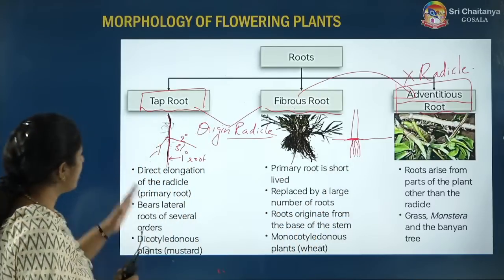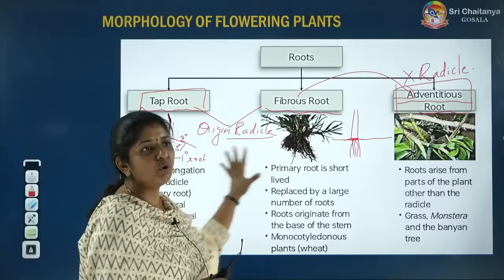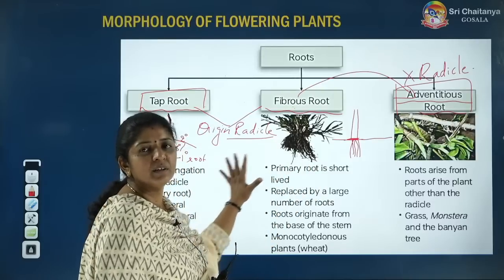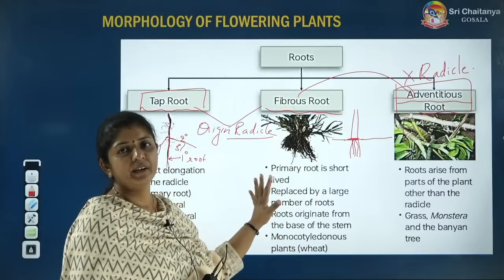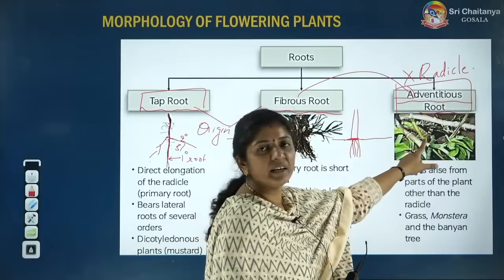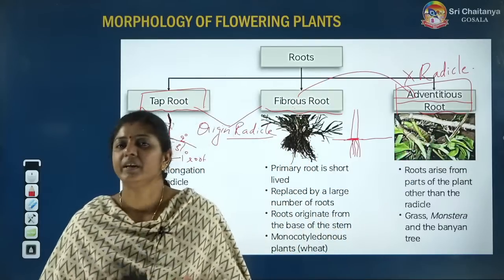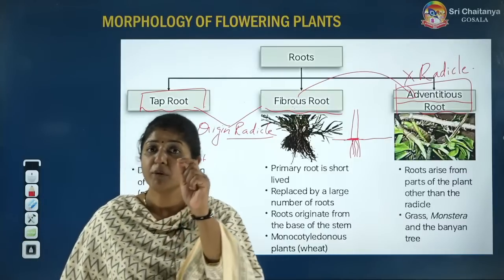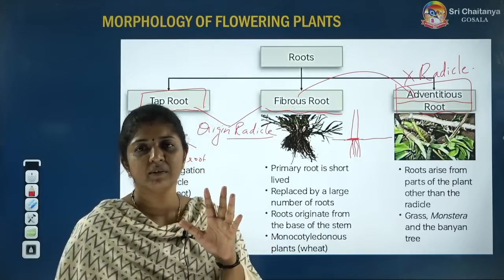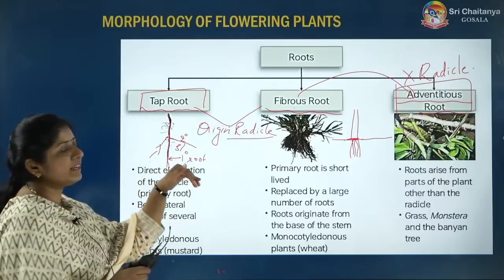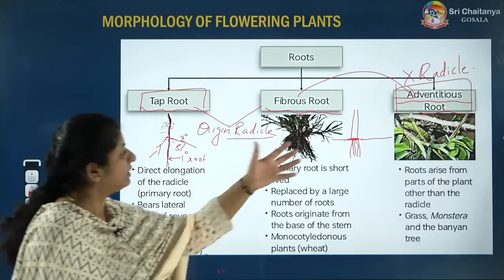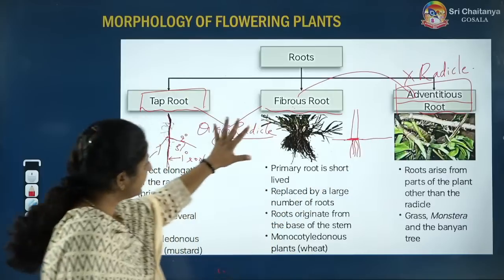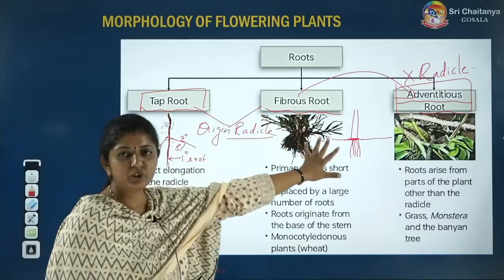What is common between taproot and fibrous? Both originate from the radicle. But adventitious root is not from the radicle, but from parts other than the radicle. What are the parts other than the radicle? Like the stem, even the leaves. How? We will discuss. So when roots originate from parts other than the radicle, they are adventitious. Starting from the radicle, they are taproot or fibrous root.